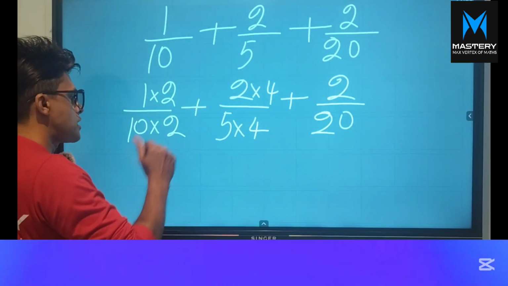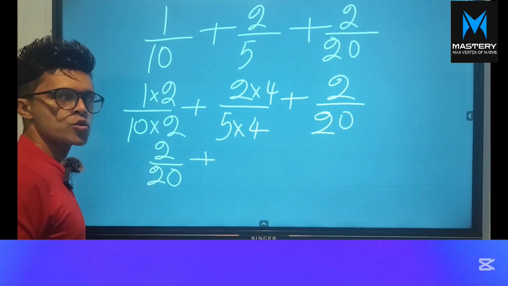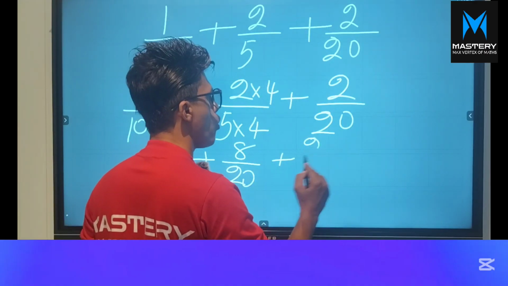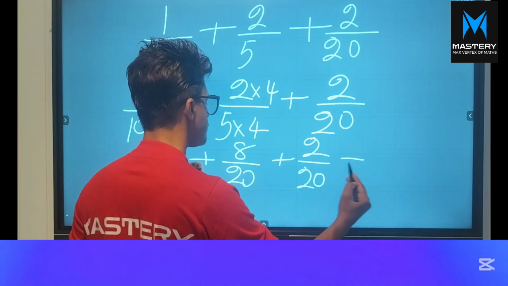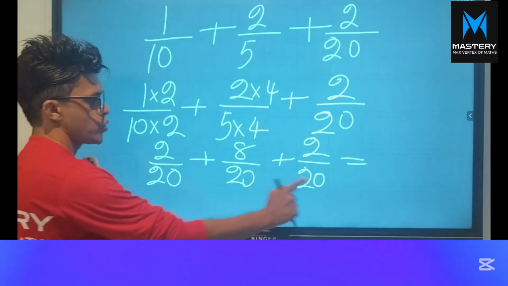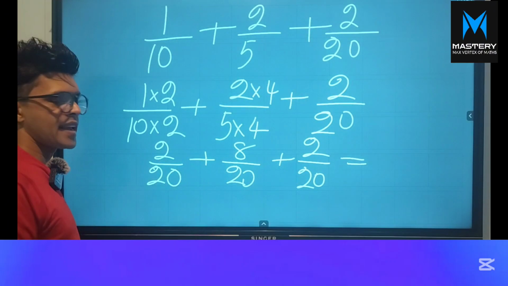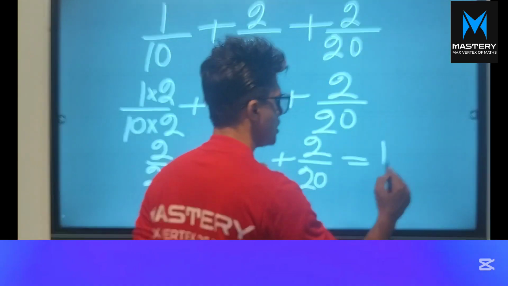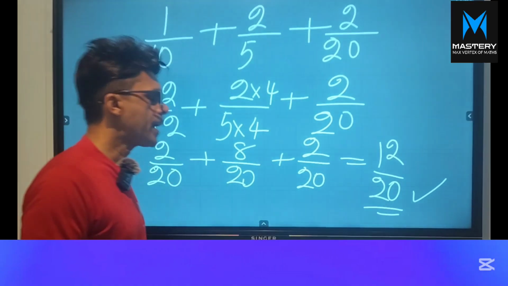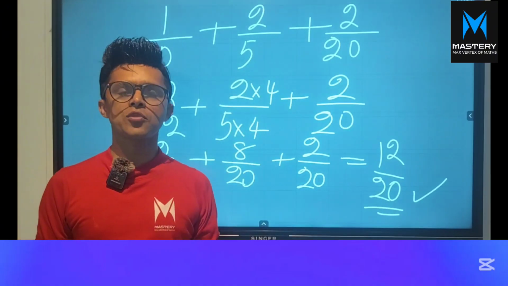Right now, 1 times 2 is 2, then 10 times 2 is 20. Then 2 times 4 is 8, 5 times 4 is 20. Then 2 over 20. Now you can add these values. Here 20, here 20, here 20, right? So 2 plus 8 is 10, 10 plus 2 is 12. 12 over 20 is the answer. Okay, so this is the answer for the addition of these fractions.